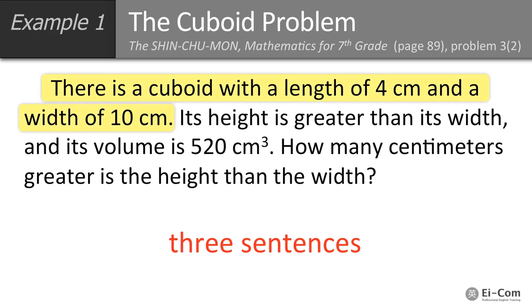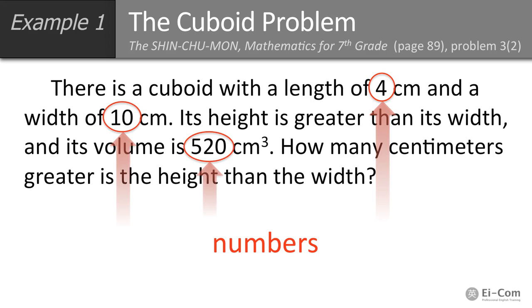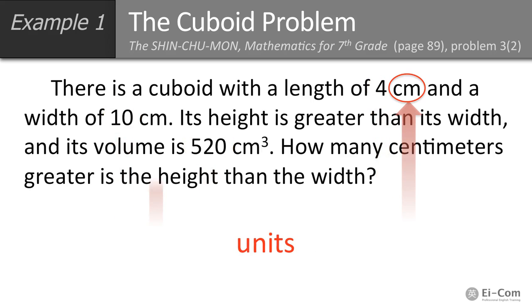Notice that this problem is written in 3 complete sentences. Besides the words, the problem includes numbers and units. Now let's read the problem. There is a cuboid with a length of 4 centimeters and a width of 10 centimeters. Its height is greater than its width, and its volume is 520 cubic centimeters. How many centimeters greater is the height than the width?